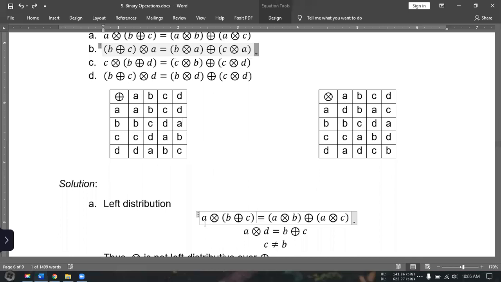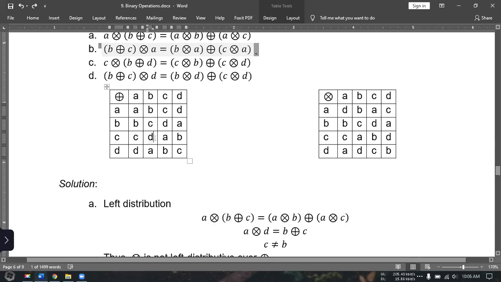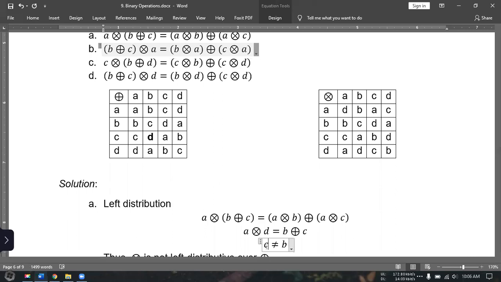But here, B plus C, pertaining to the table, B plus C is D. And A times D is A. What happened to this? This should be A. Pertaining to the table, A times D is A.